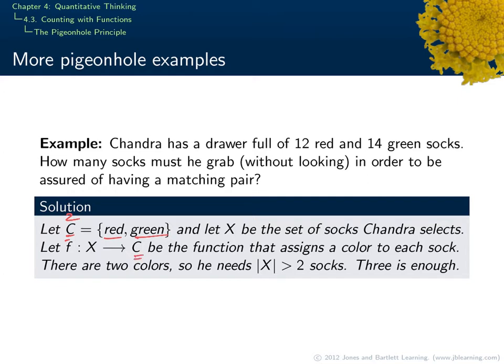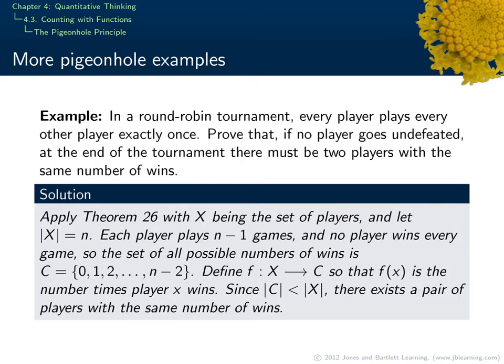Well, what do we need to do? We need to choose x so that the size of x is larger than 2. And then the pigeonhole principle will apply. So we need x to be of size larger than 2, and 3 is the smallest number that's larger than 2. So if he selects 3 socks at random, he's going to have a pair somewhere in there that matches.